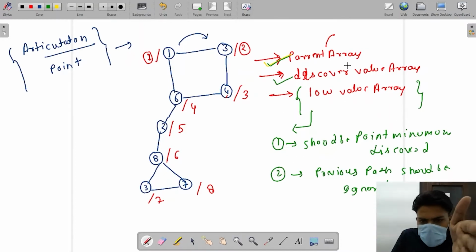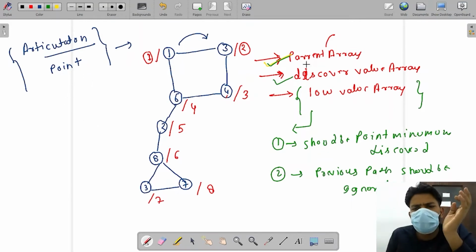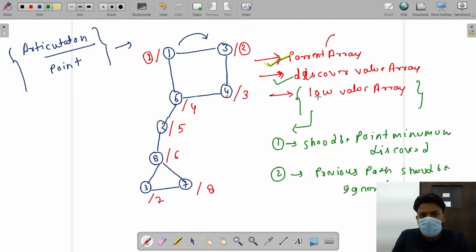Okay, when you know the three things, the articulation point is a simple thing. You just find it out in a minute. Okay, this articulation point: when you find out what your parent array is, what your discovery value array is, and what your low value array is.